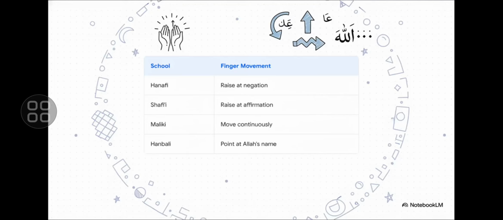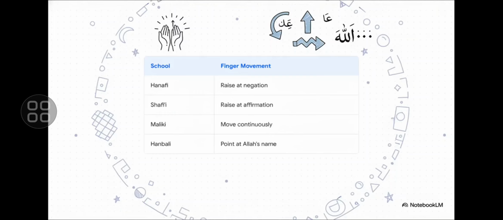And this brilliantly illustrates just how deep the methodology goes. During the Tashahhud, positioning the right hand and moving the index finger is an established practice to physically affirm monotheism. But the interpretations of this micro-movement are wild. The Hanafi school raises it to negate false gods and lowers it to affirm Allah.